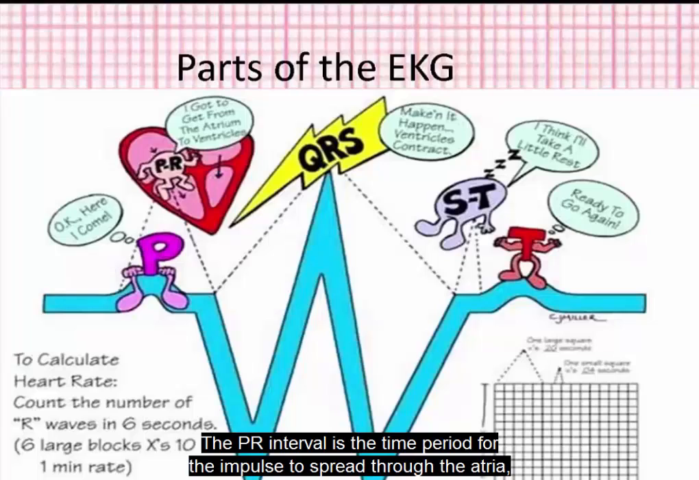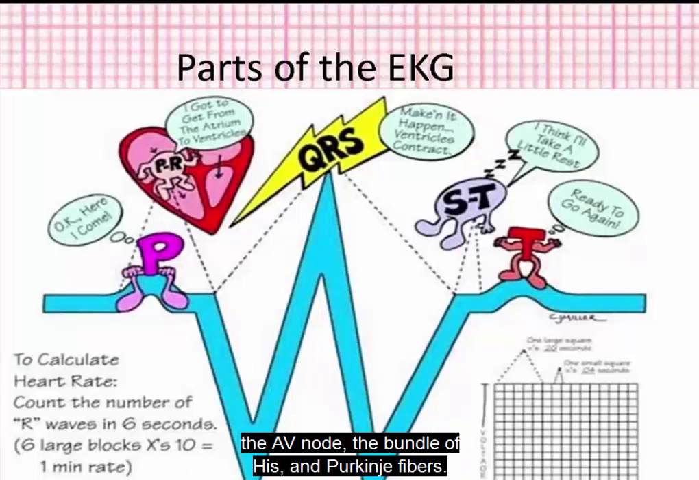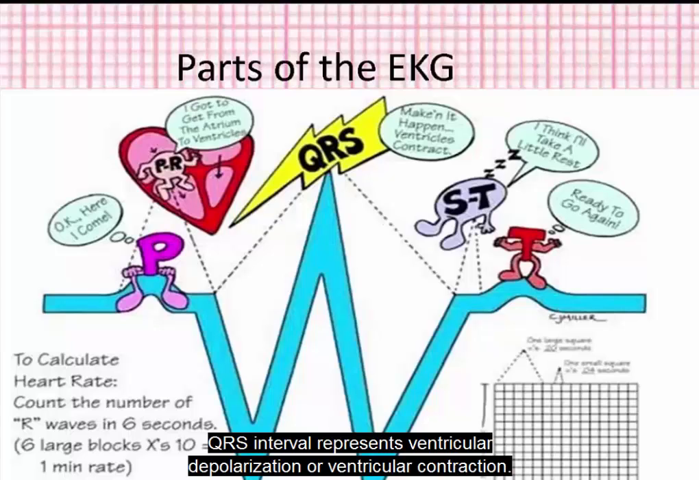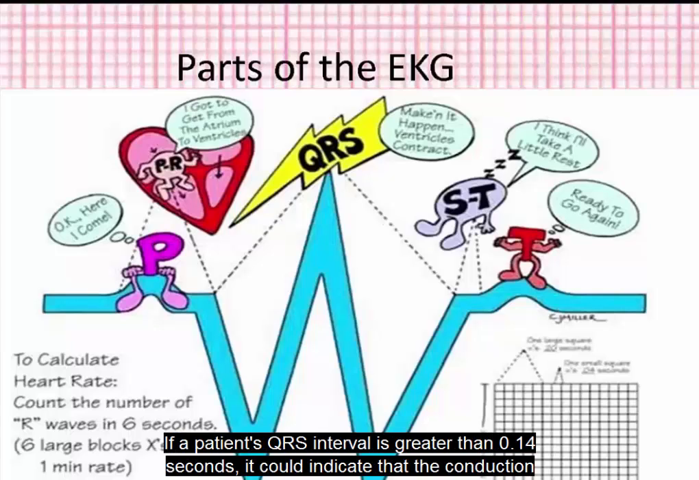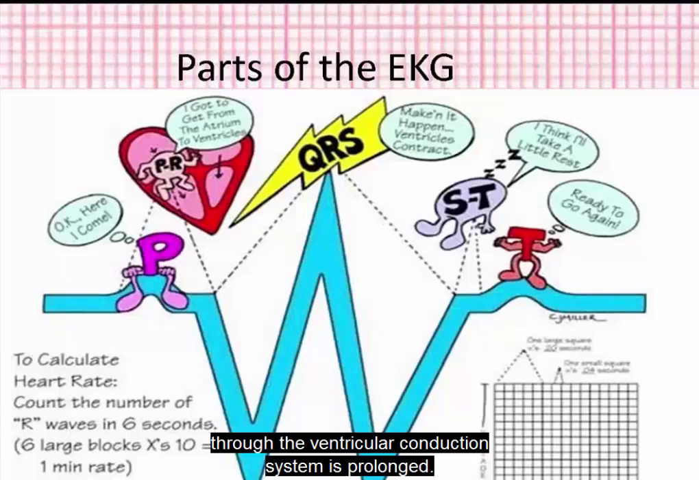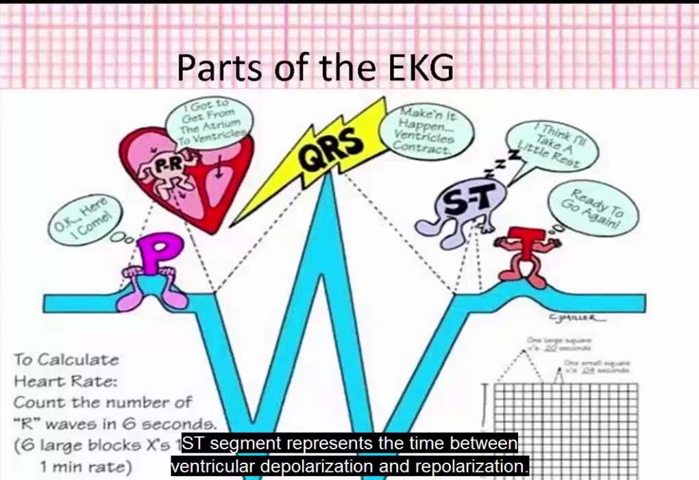The PR interval is the time period for the impulse to spread through the atria, the AV node, the bundle of His, and Purkinje fibers. QRS interval represents ventricular depolarization, or ventricular contraction. If a patient's QRS interval is greater than 0.14 seconds, it could indicate that the conduction through the ventricular conduction system is prolonged. ST segment represents the time between ventricular depolarization and repolarization.